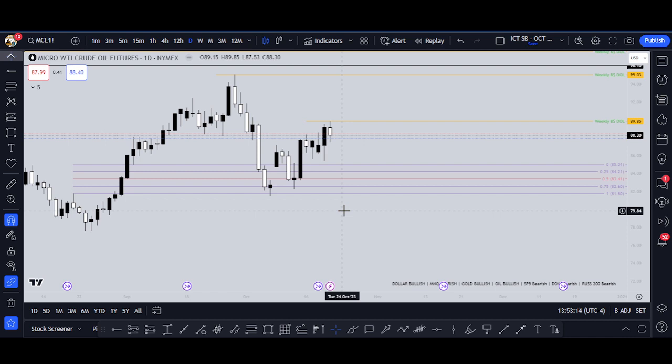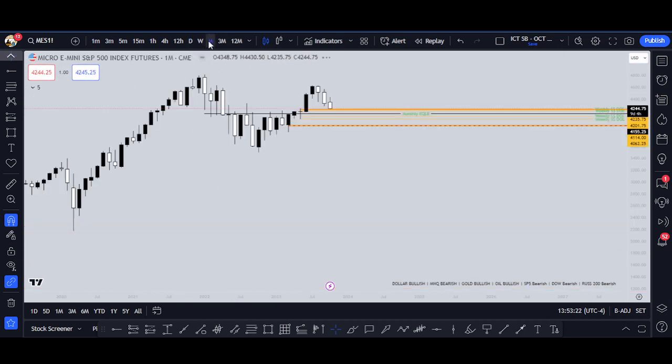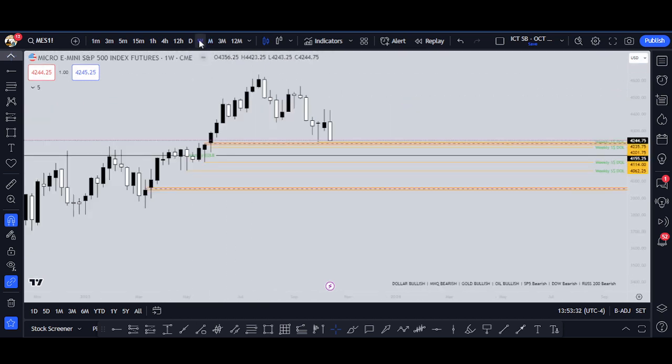All right, and that was crude oil, S&P 500, and these are all the future indexes. All right, we are in between this high, this low, monthly equilibrium at 42.44.75. Let's take a look at the weekly.